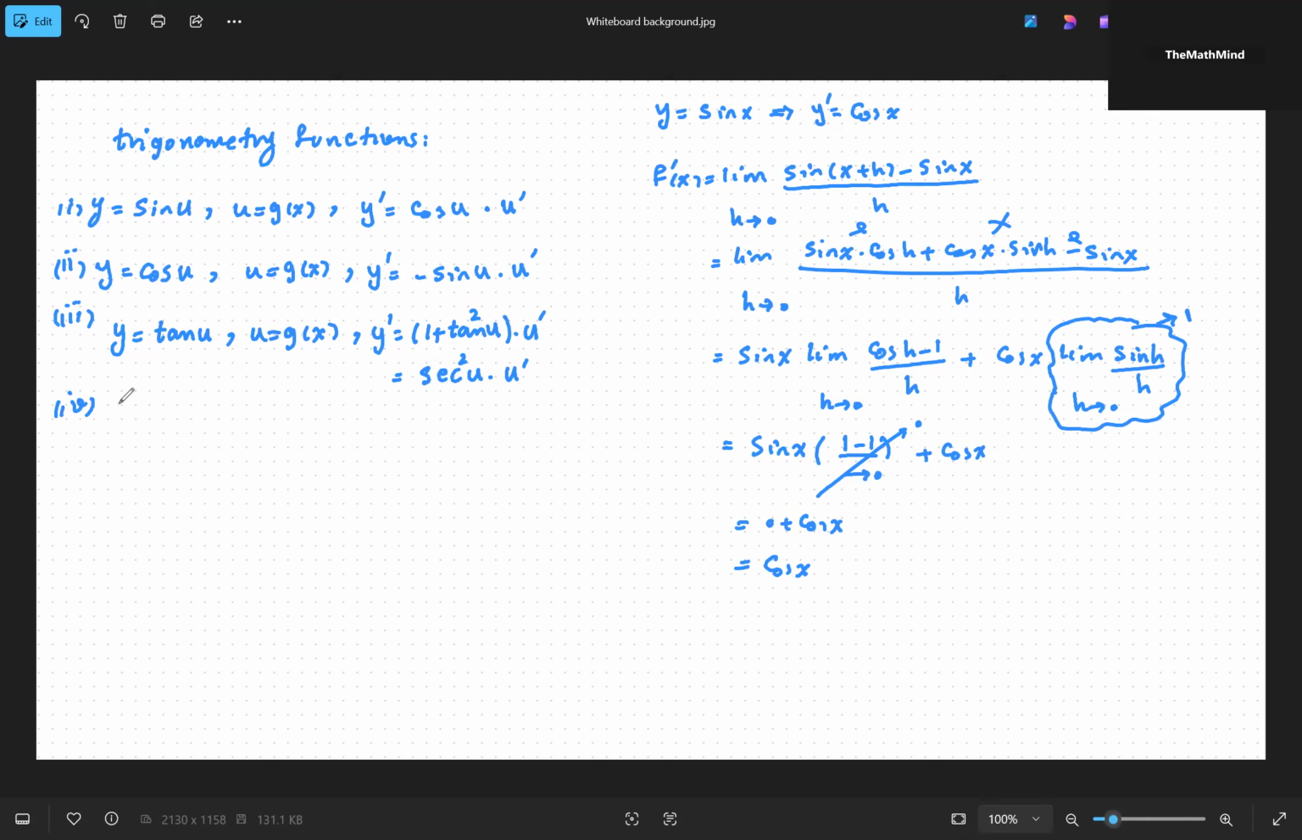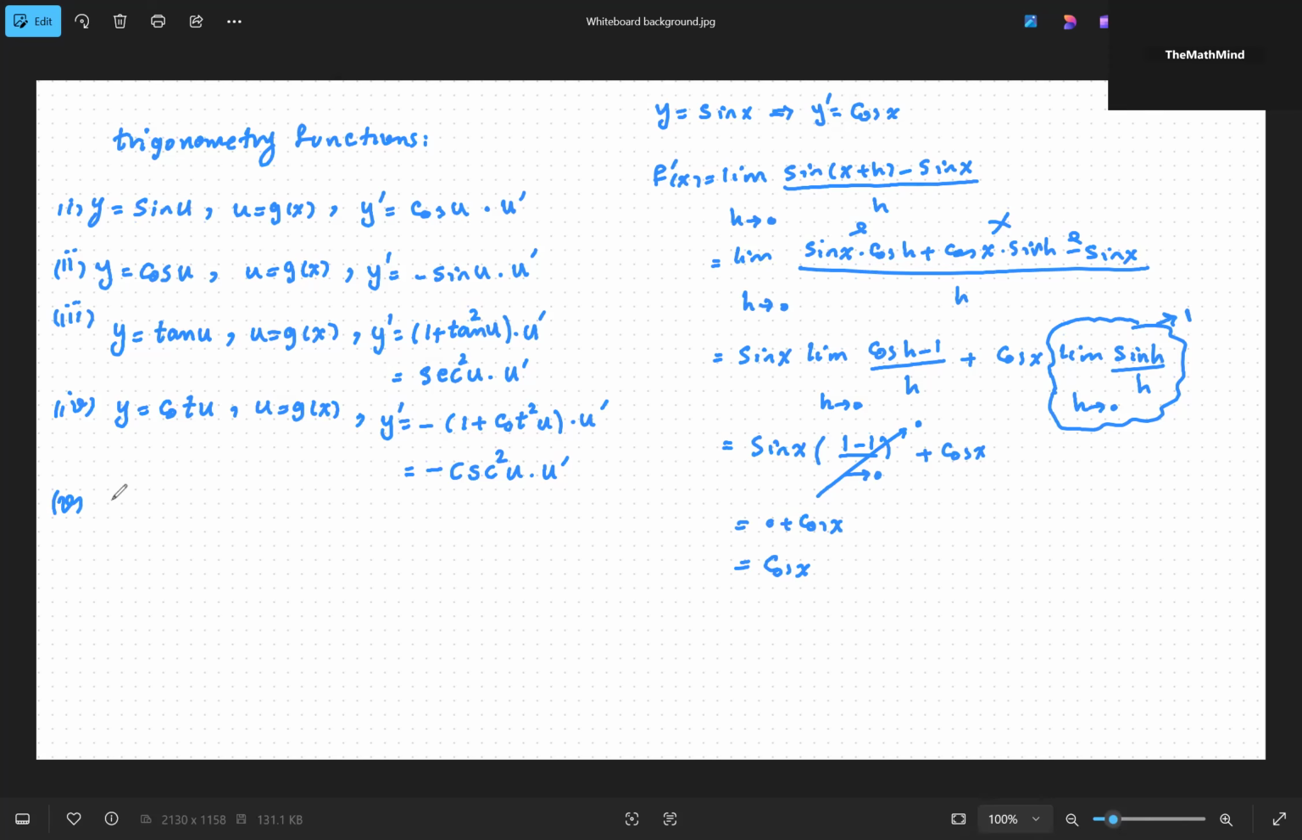Number 4 is cotan, where u is g of x, then y prime is negative 1 plus cotan squared u times u prime. So it has a negative sign. And then I know 1 plus cotan squared is going to be cosecant squared. So this will be negative cosecant squared u times u prime.